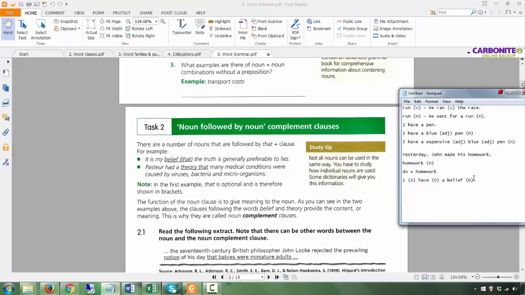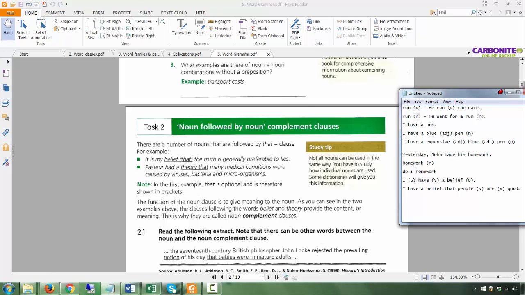Okay. Now you can carry on further by extending it using this pattern. I have a belief that people are good. So this is your that plus clause. That is that, okay? That normally comes with another clause, which is a subject and a verb again. So this is your that plus clause. You don't have to extend it like that, but this is a pattern. You can use it for belief.